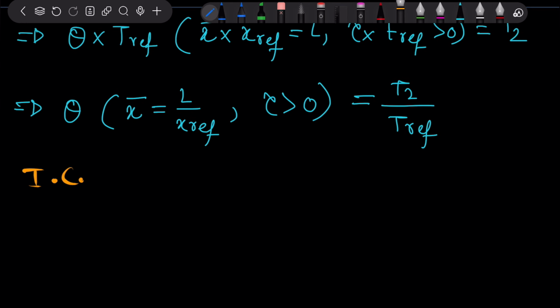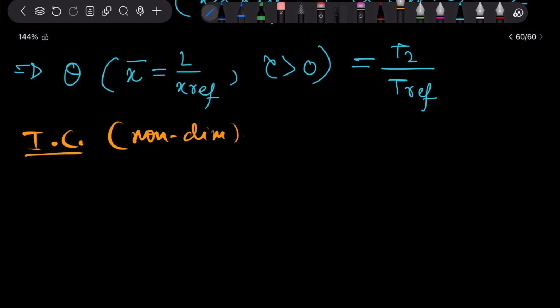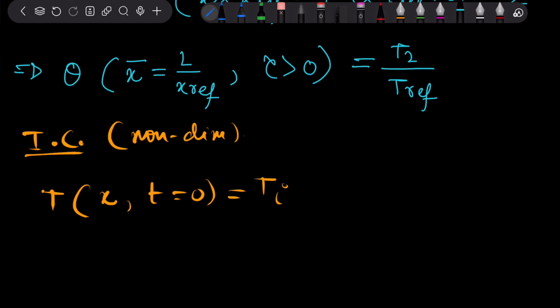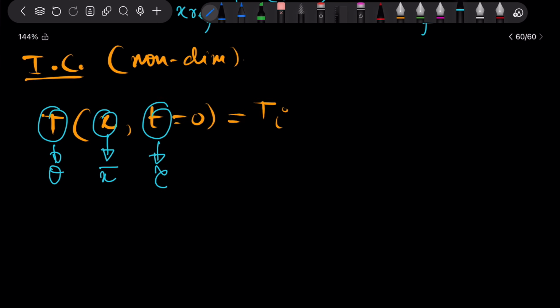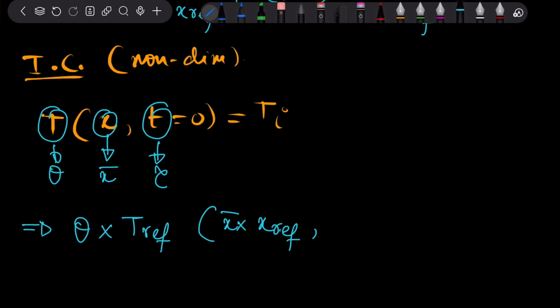So the initial condition in non-dimensionalized form. I have my T for all x, and at t equal to 0 is equal to Ti. So that means I have to again turn this T into theta, this x into x bar, this t into tau, right? So that will be theta into T ref, x bar into x ref, and T ref into tau equal to 0 is equal to Ti.